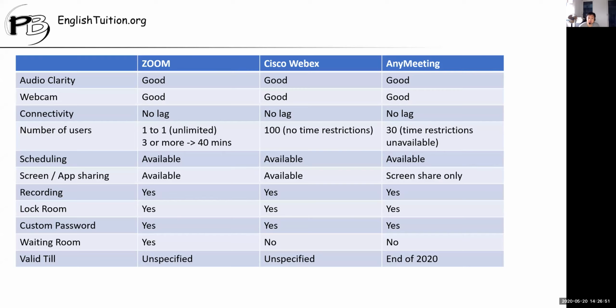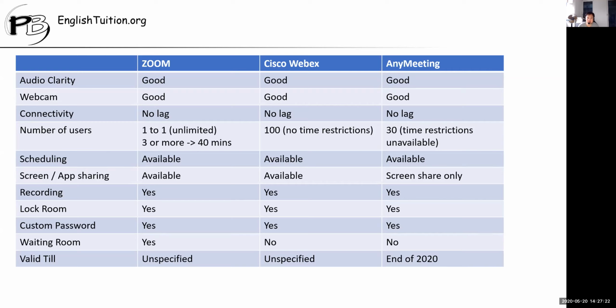Now, the first one that we have is actually Zoom, which is very popular. I'm sure you have heard of it before. The second one is a software by Cisco Webex, maybe not so well known among students, but this is actually well known among the business communities, and a lot of professionals working in companies, they're actually using this WebEx meeting to conduct their video conferencing. And the last one is actually AnyMeeting, which is a good option as well.